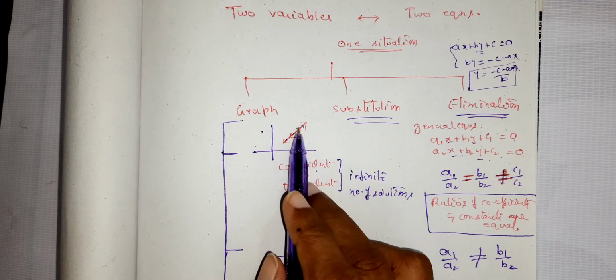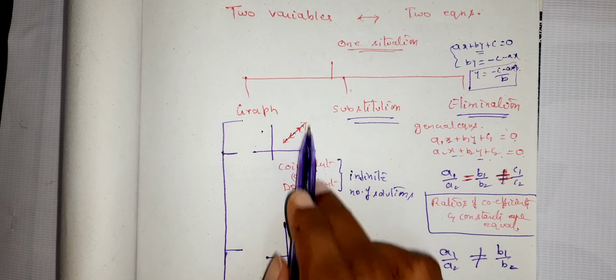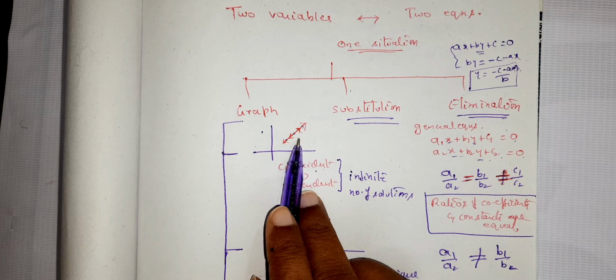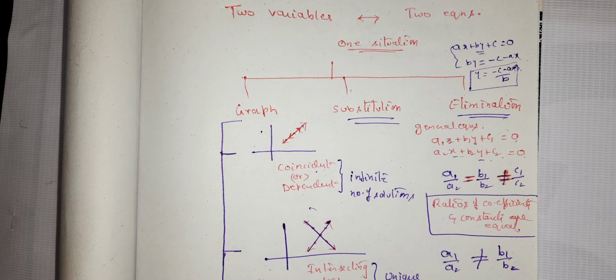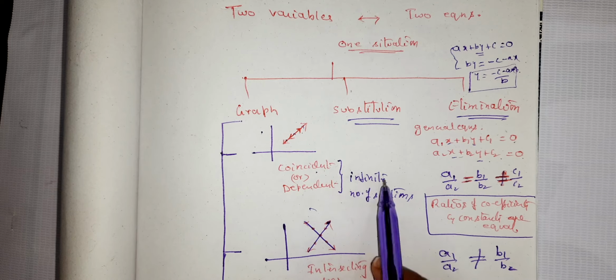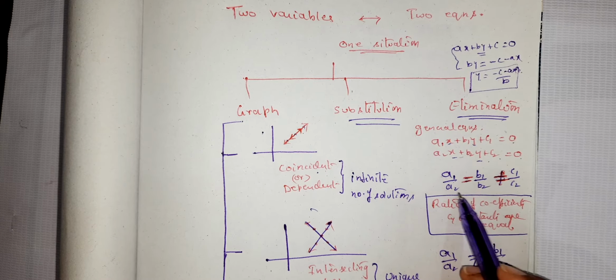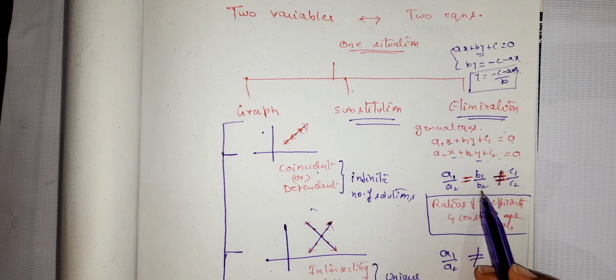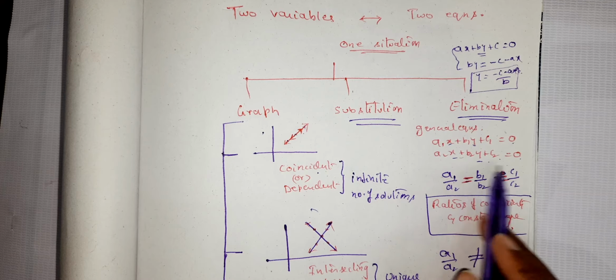See, each and every point is a solution to both, right? Common solution to both. So infinite number of solutions. So what we call them? They'll have infinite number of solutions. What is the condition for infinite number of solutions? a1 by a2 is equal to b1 by b2, also equal to c1 by c2.